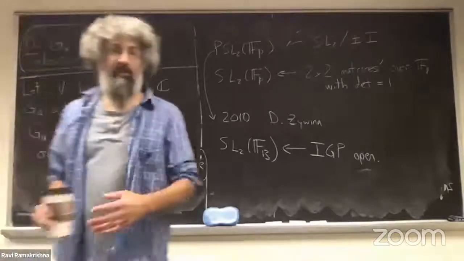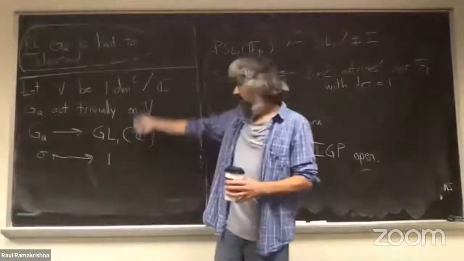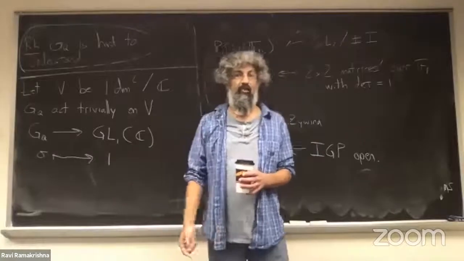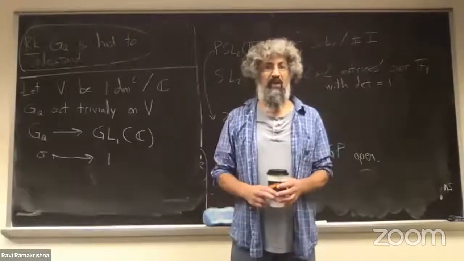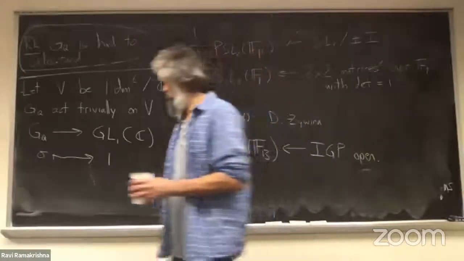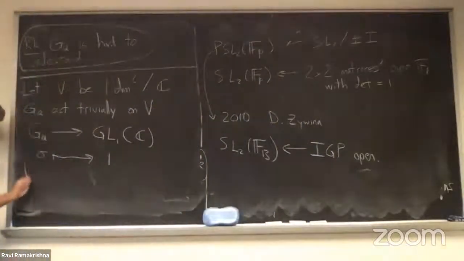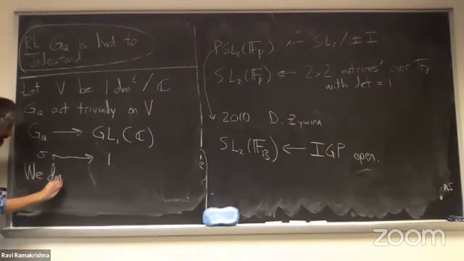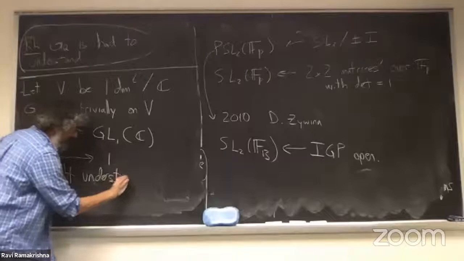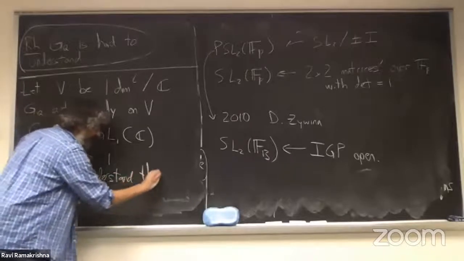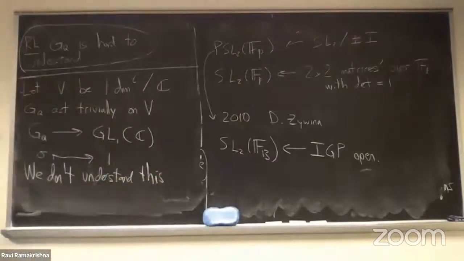So here's my claim. You may think you understand this, but you don't understand this representation. And that should strike you as strange. How can I not understand the trivial representation? Well, let me explain.